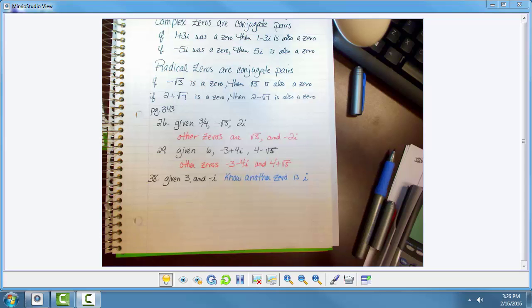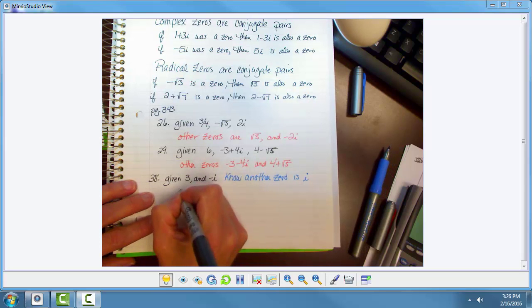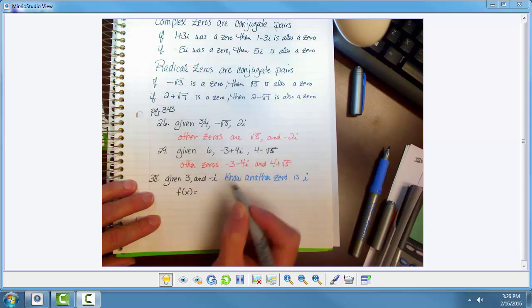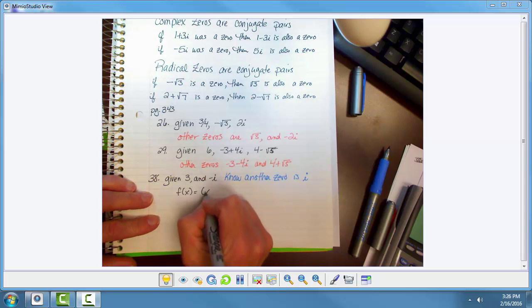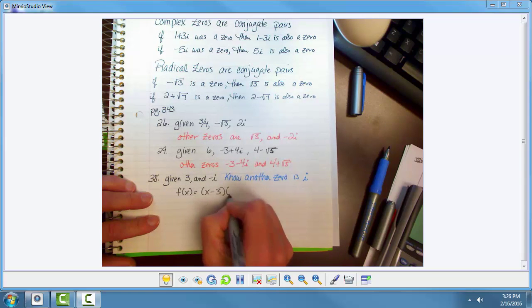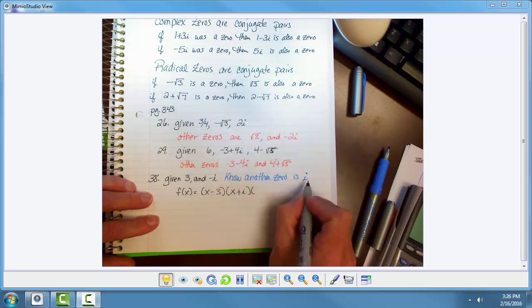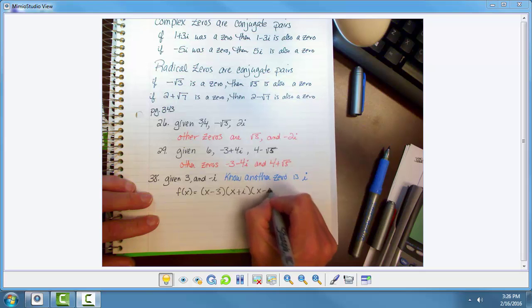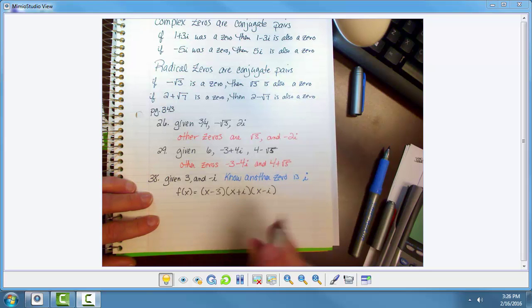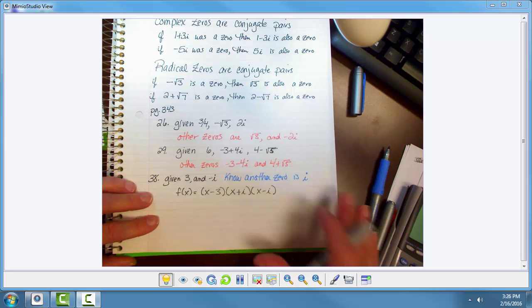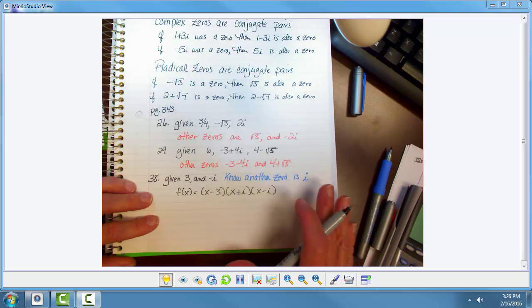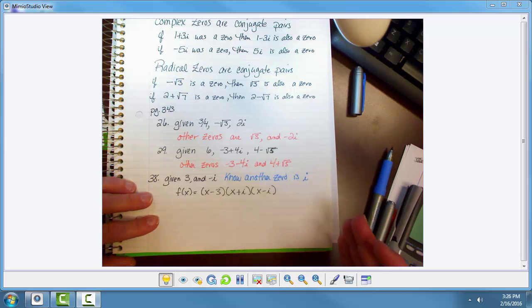So how in the world does this thing factor, or how did it factor? Well, it must have factored. To get 3, it must have been x minus 3. To get -i, it must have been x plus i. And to get positive i, it must have been x minus i. Now we're not done yet because this is in factored form and we need to know what the polynomial function is. So we need to multiply this out.